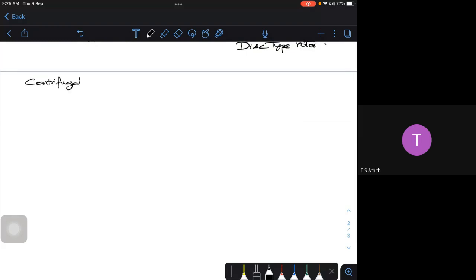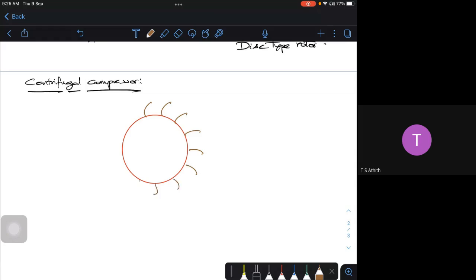For a centrifugal compressor, it will be something like this, where I'll be having a drum like this. This is my drum. On the drum, I'll be having fins or vanes. These are my vanes. This is your shaft, and the shaft will be rotating in this direction, whatever it may be. If you look at it from the side, this will be your rotor, and on the rotor I'll be having a blade like this. This will be your blade from the side.